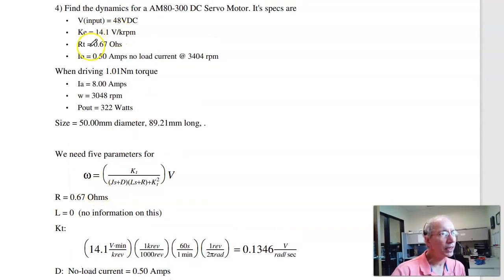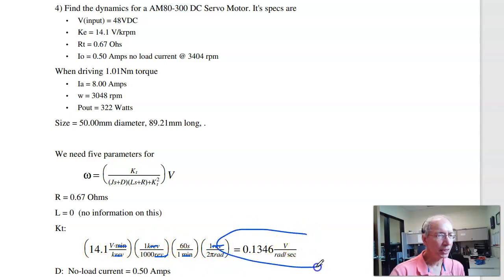The torque constant I can find, that's this guy right here, is 14 volts per kilo RPM. I've got to convert that to volts per radian per second. So converting kilo RPM, 1,000 revolutions. 1 kilo revolution is 1,000 revolutions. Let's see, 1 minute is 60 seconds, and 1 revolution is 2 pi radians. Gives you, these cancel, this cancels, this cancels. Gives you volt seconds per radian, or volts per radian per second. So there's kT.